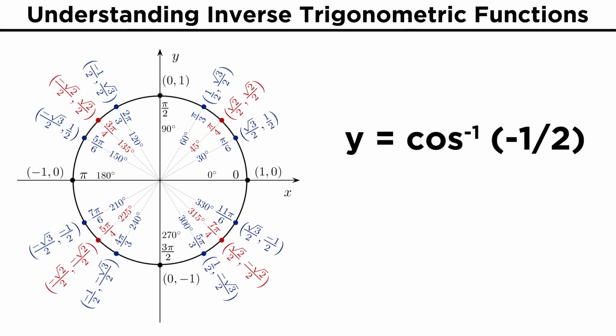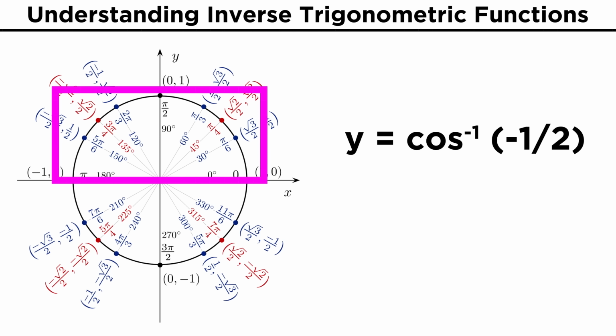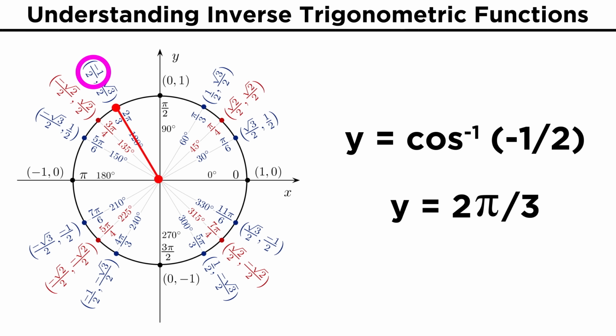What is the inverse cosine of negative 1/2? Well, that would be the angle in this interval that gives a cosine value of negative 1/2. And if we remember the unit circle, we know that must be 2/3 pi.